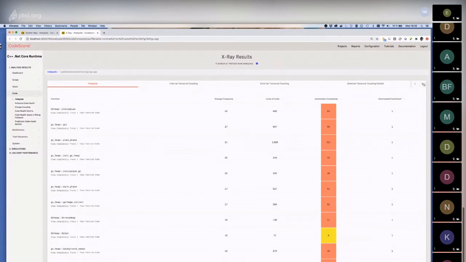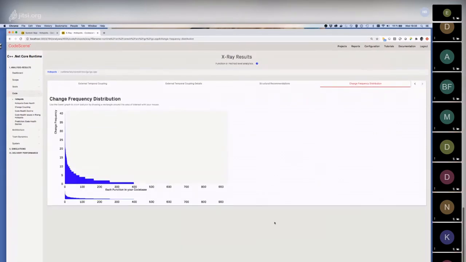And the reason the X-ray works so well for prioritizing starting points is, if I show you a different graph that should look familiar, let's look at the change frequency distribution on function level. A couple of minutes ago, I showed you how this looks on a file level. Here we have it on a function level. And again, we see it's a Pareto distribution.